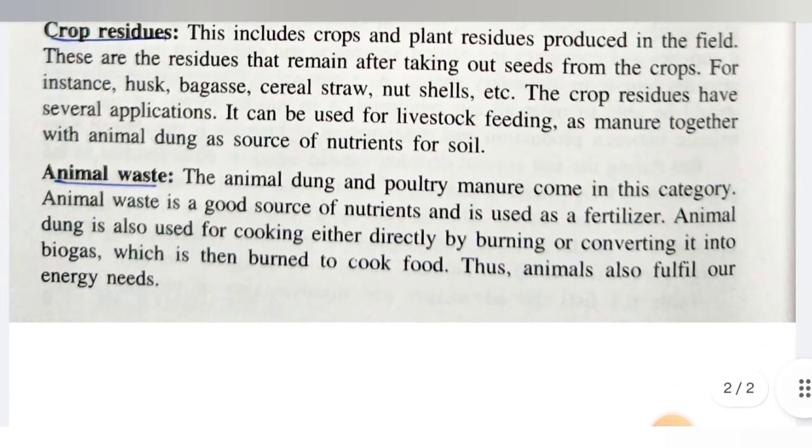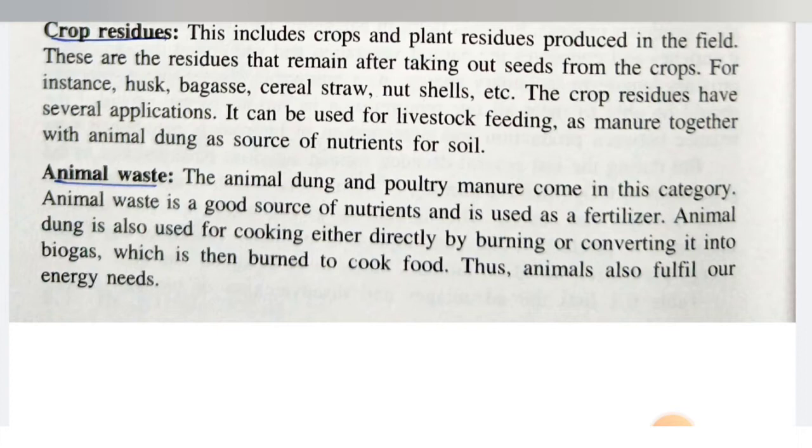Then third and last type of biomass we are going to see, that is the animal waste. Animal waste is also one of the biomass. So animal dung and the poultry manure come in this category. So poultry manure and the animal dung, those are the two important raw materials for the animal biomass. So animal waste is a good source of nutrients and is used as a fertilizer for the farm. Animal dung is also used for cooking, either directly by burning or converting it into the biogas.